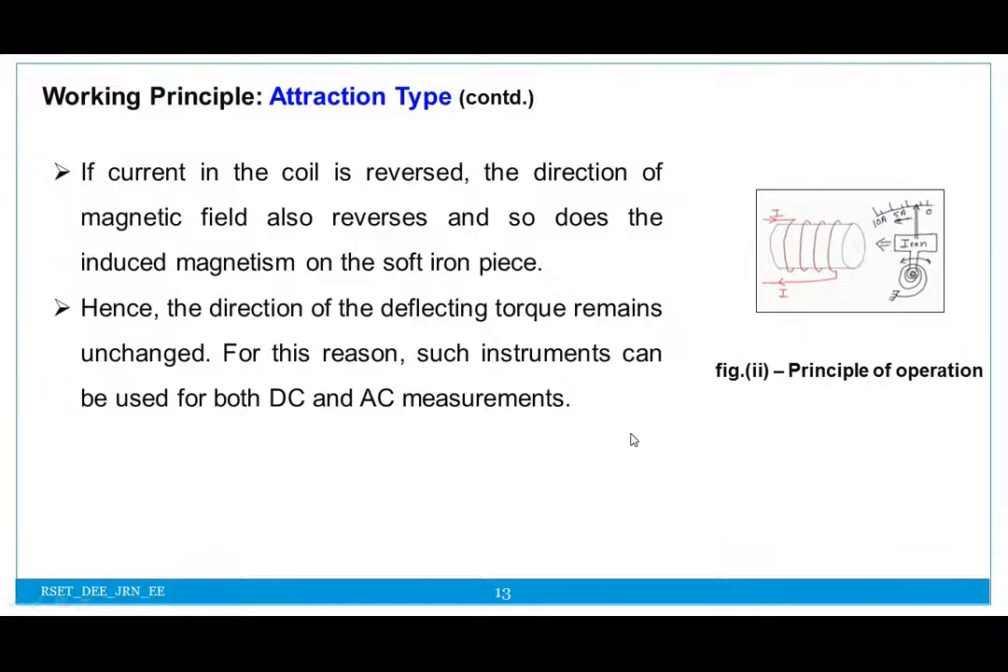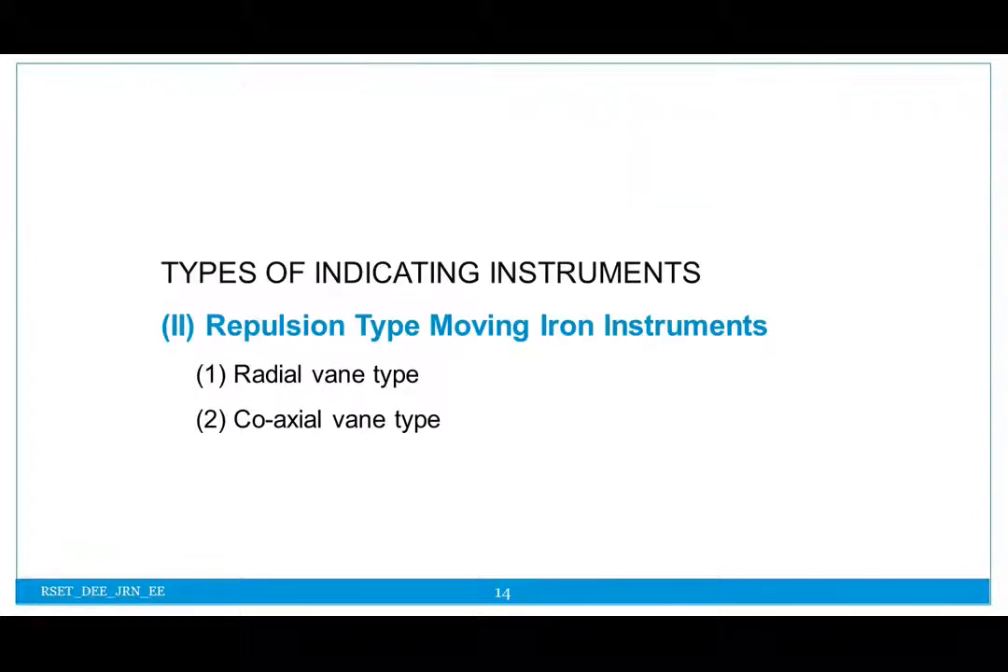Okay. If the current in the coil is reversed, the direction of the magnetic field also reverses, and so does the induced magnetism on the soft iron piece. Hence, the direction of deflecting torque remains unchanged. For this reason, such instruments can be used for both DC and AC measurements. Now we'll see the second type of moving iron instrument, and that is your repulsion type moving iron instruments, that is more commonly used than attraction type moving iron instruments.